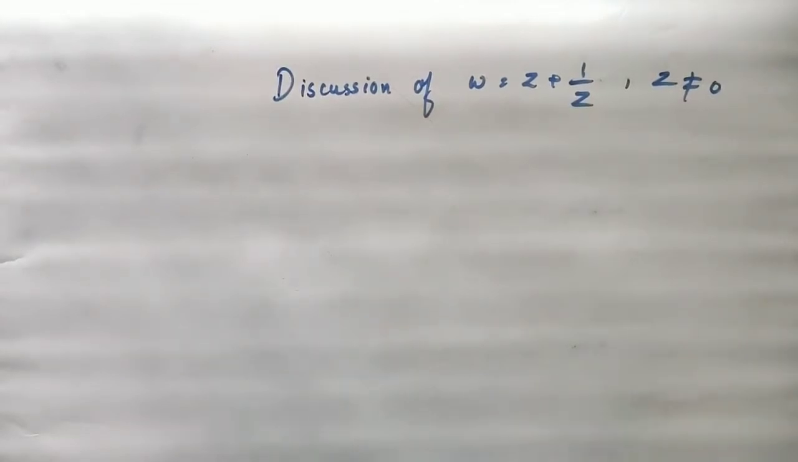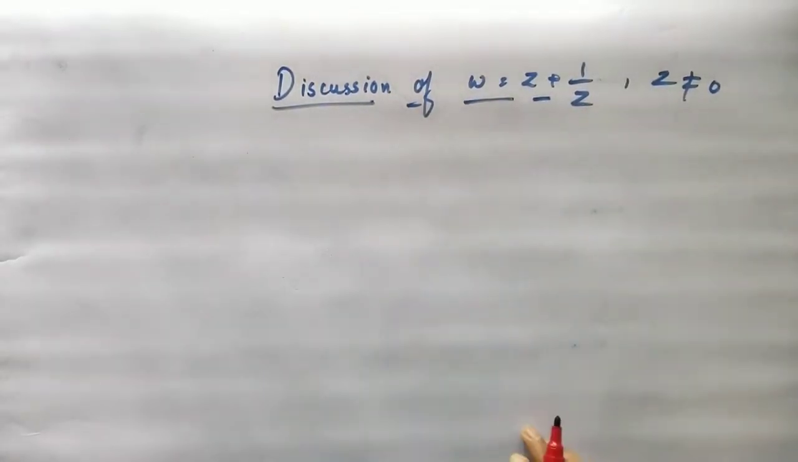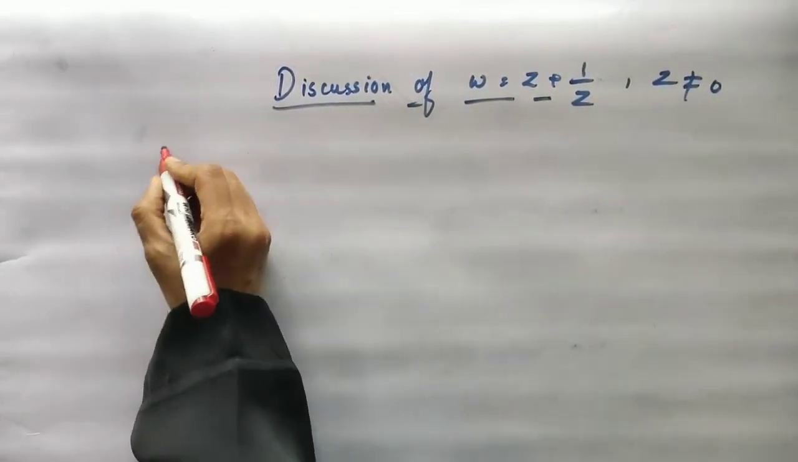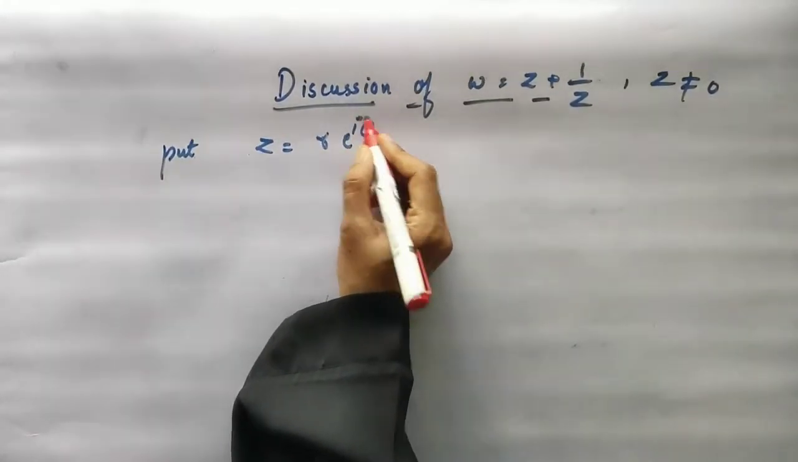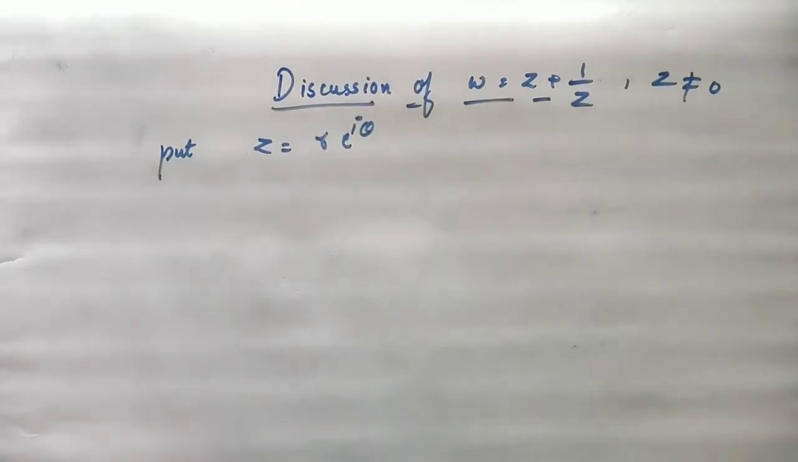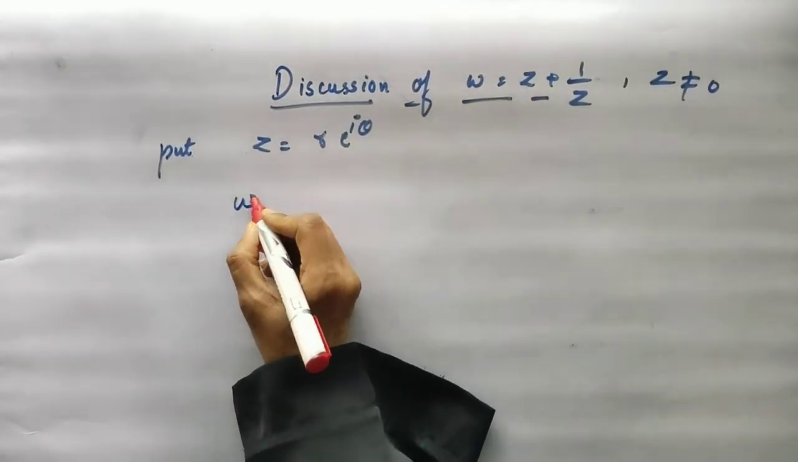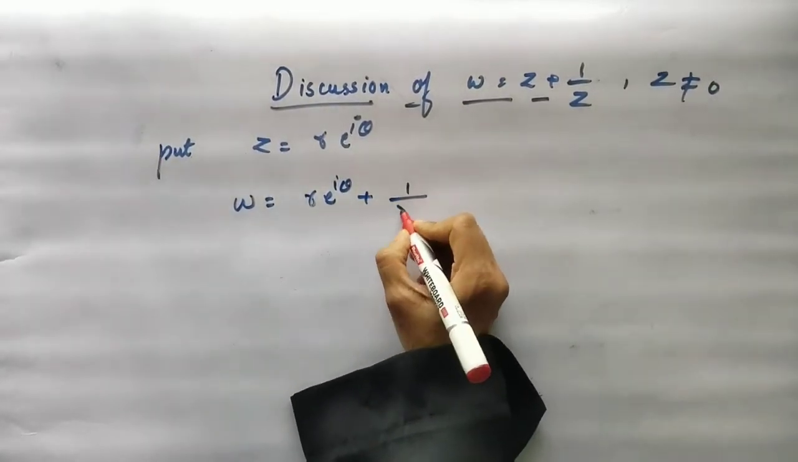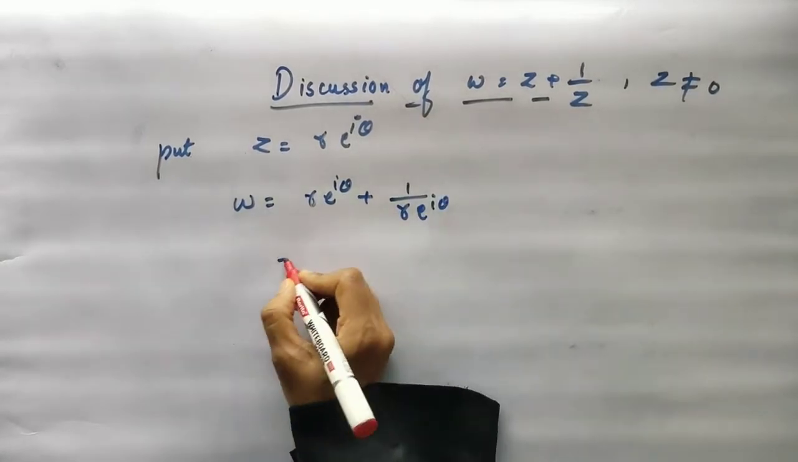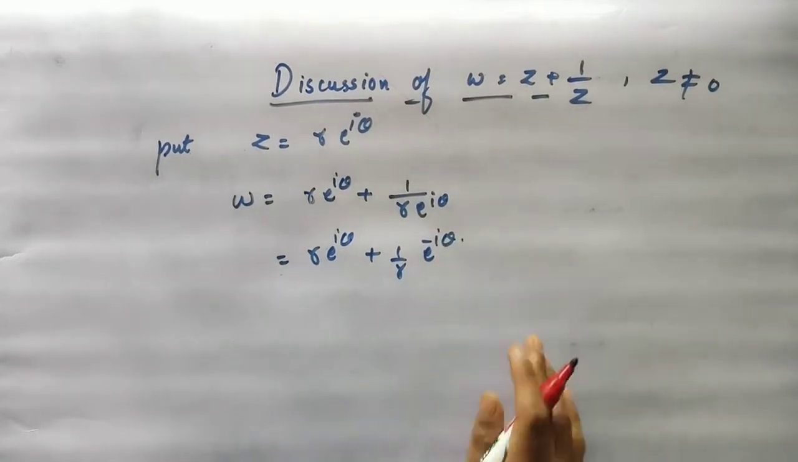Now let's continue with the discussion of the last transformation, w is equal to z plus 1 by z. Here we'll put z is equal to r into e to power i theta. So not z equal to x plus iy, but z is equal to r into e to power i theta. We'll substitute here. If we do so, then you will have w is equal to r into e to power i theta plus 1 by r into e to power i theta, or it will be r into e to power i theta plus 1 by r e to power minus i theta.